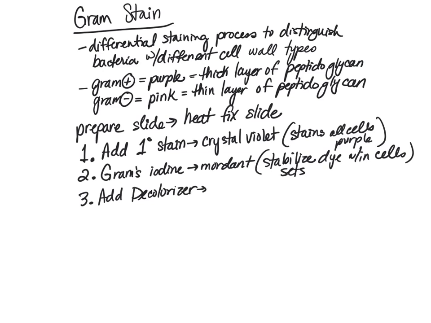Now when we add decolorizer, this is usually ethanol, or it can be a mixture of acetone and ethanol. And when we apply that solution, the cells that have their very, very thick peptidoglycan walls are not going to be affected. So the decolorizer is not going to decolorize the cell walls that have really thick layers of peptidoglycan. They maintain that crystal violet. However, the decolorizer is going to wash away the dye in the very thin layer of peptidoglycan.